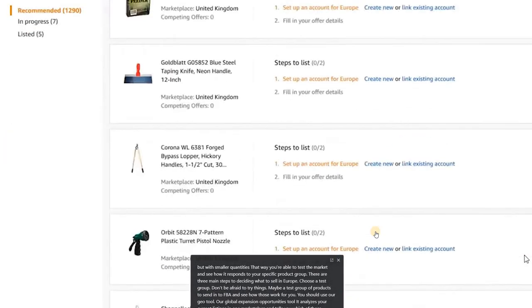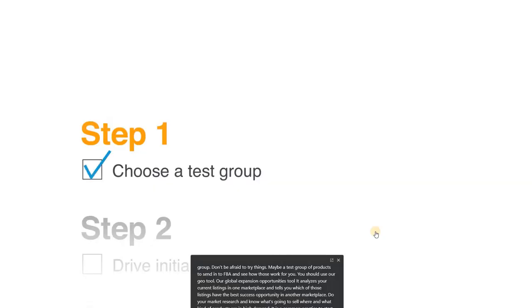in another marketplace. Do your market research and know what's going to sell where and what kind of products are in high demand. It is a common practice to start with your best sellers, and depending on what your product is, that can be a really good strategy.